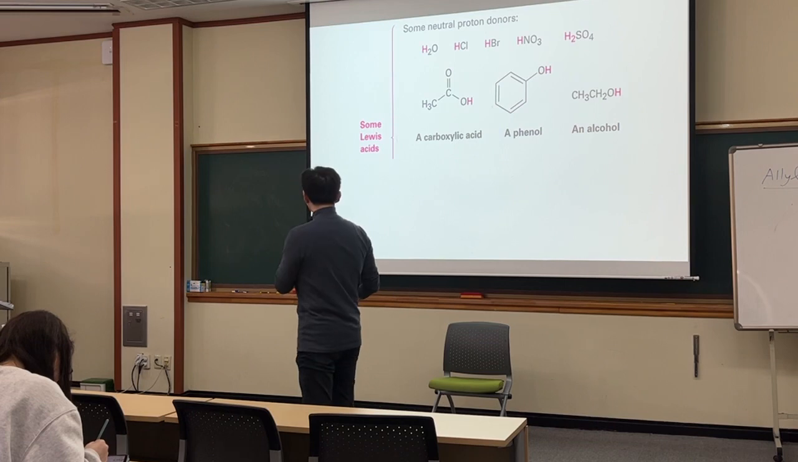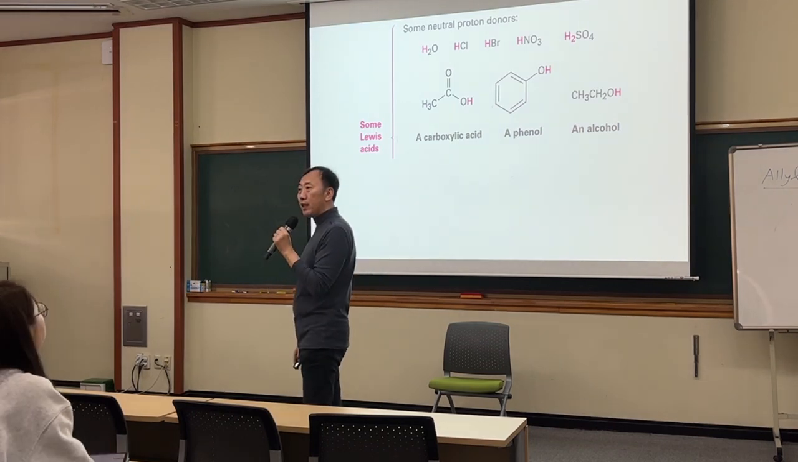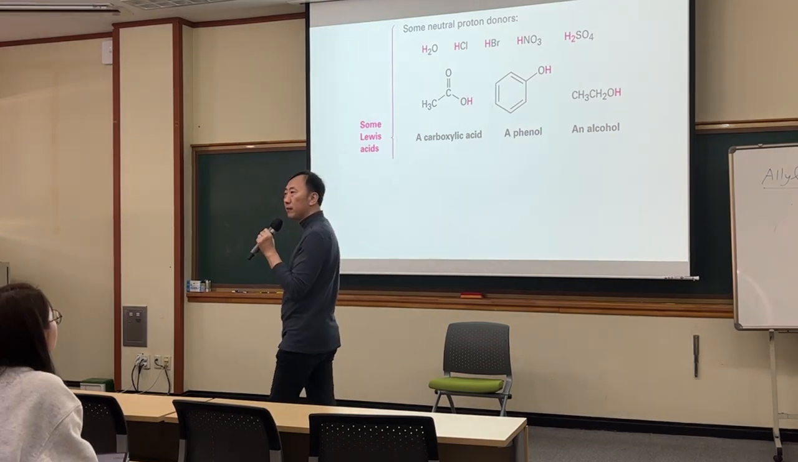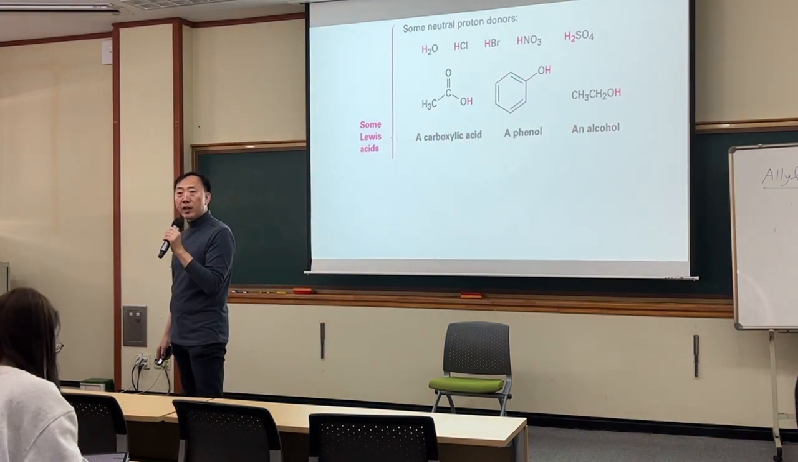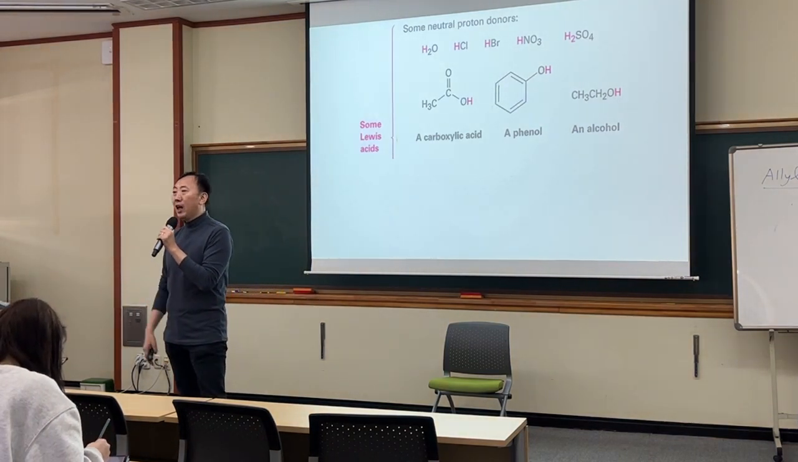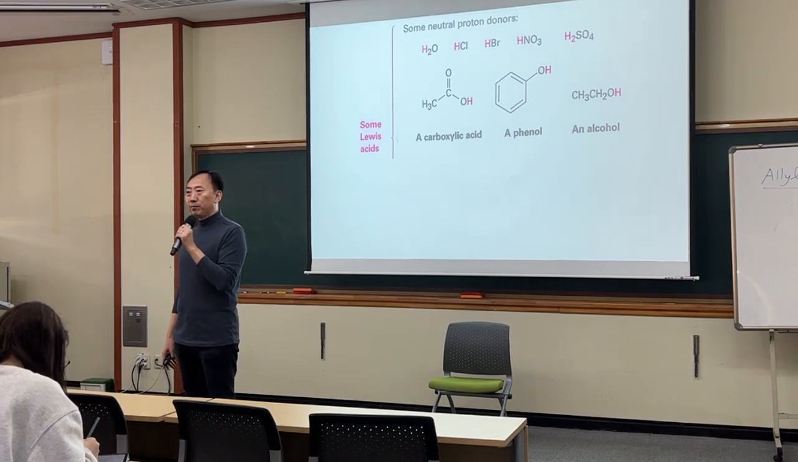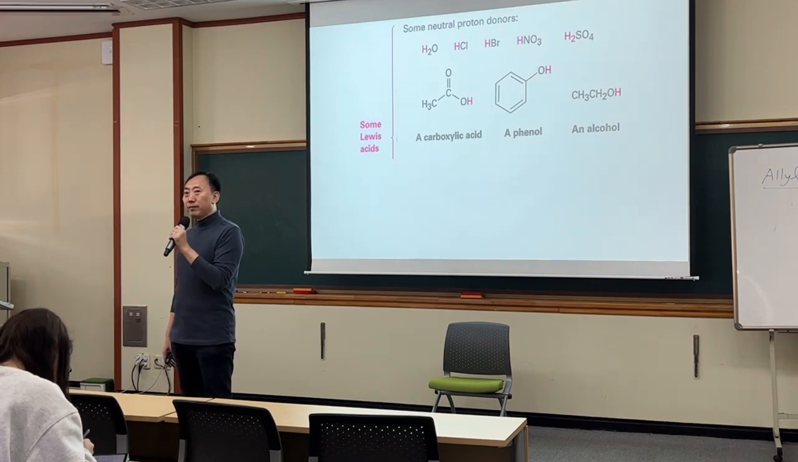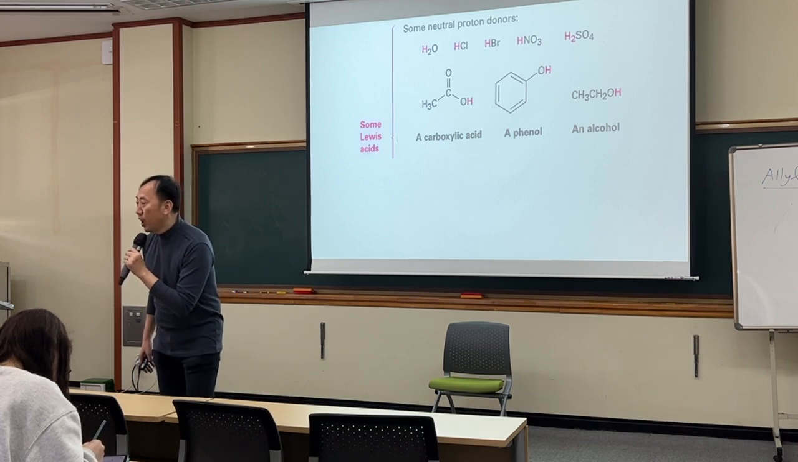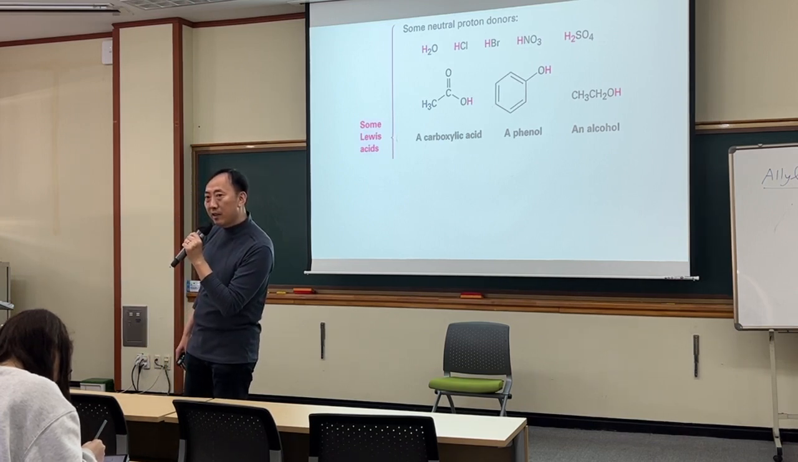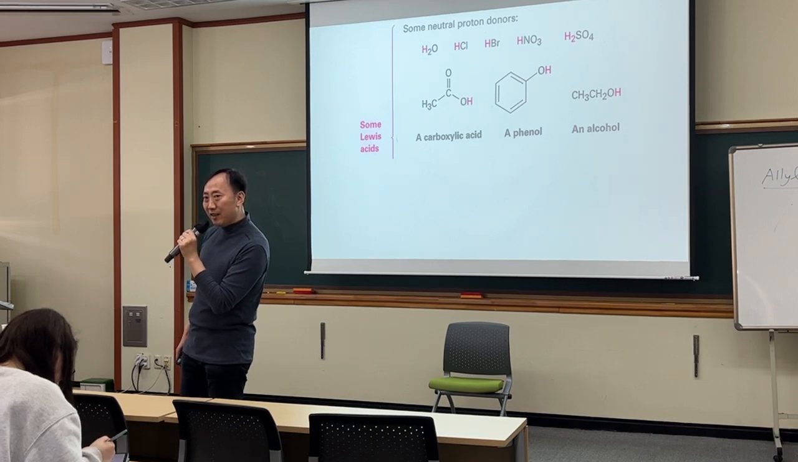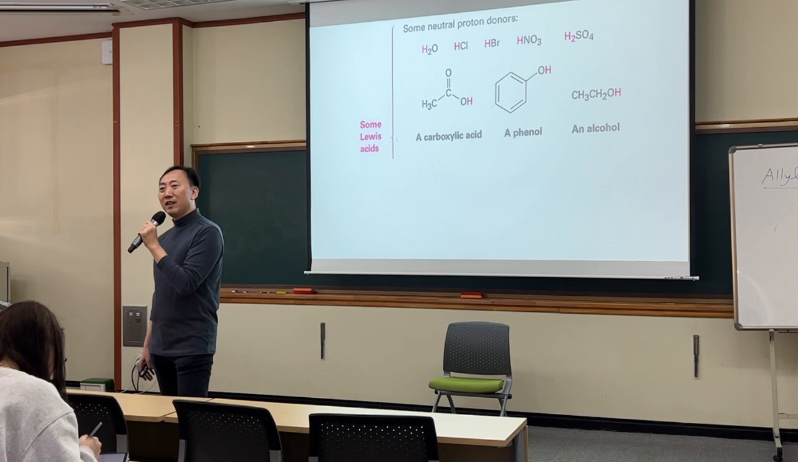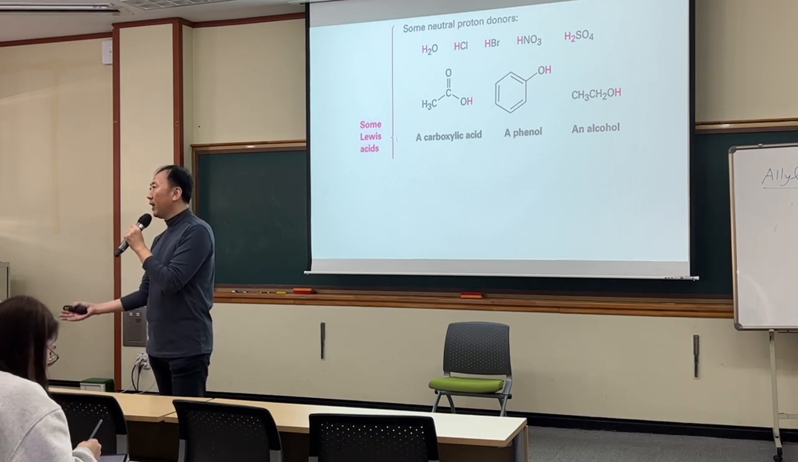So then, which one is stronger, carboxylic acid or phenol? Carboxylic acid is the stronger acid. 4 and 10, right? How many folds stronger? 10 minus 4 is 6, so 10 to the 6, a million times. So 4 and 10 is a 6 difference.